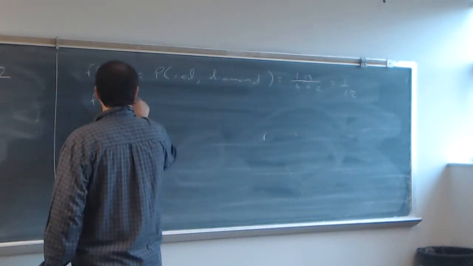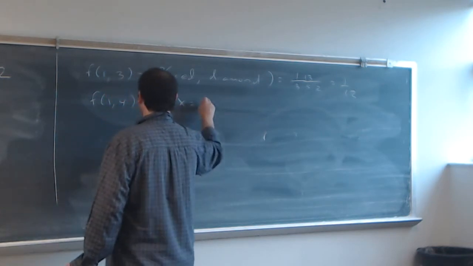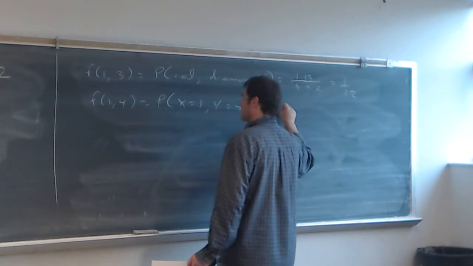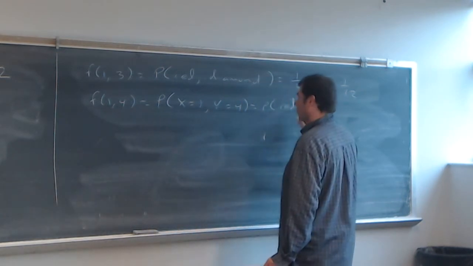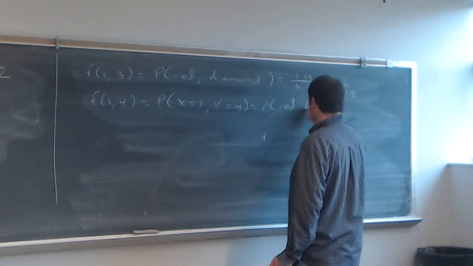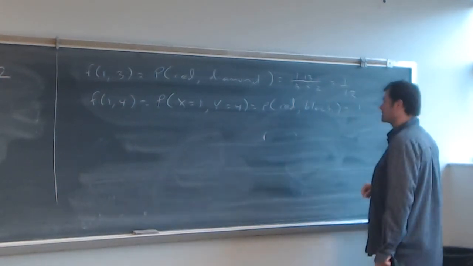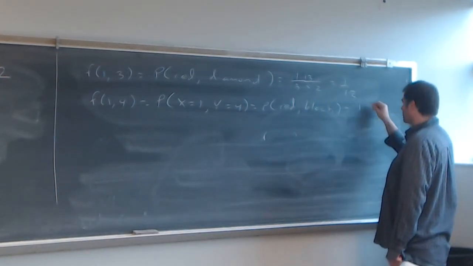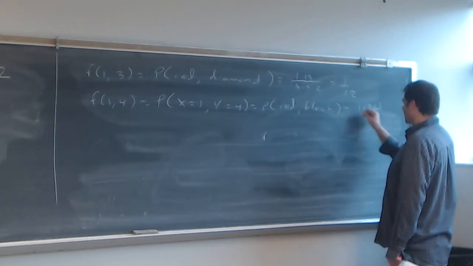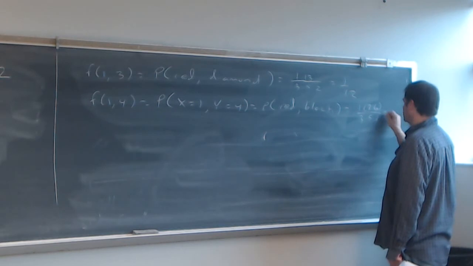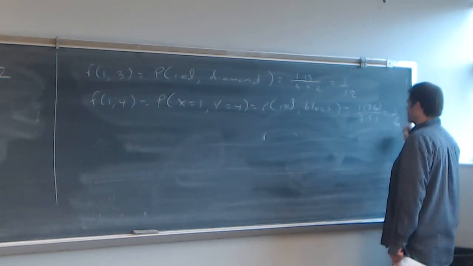f of 1 comma 4 is the probability X is equal to 1, Y is equal to 4. That's the same thing as the probability of getting a red ball and a black card. That's one way to get the red ball, and there are 26 ways to get the black card, all over 3 times 52. This ends up being 1/6.